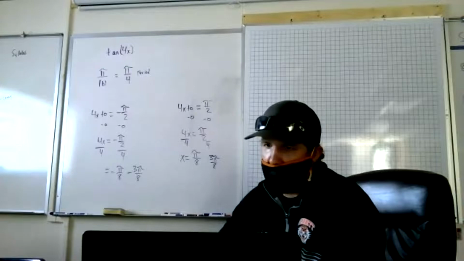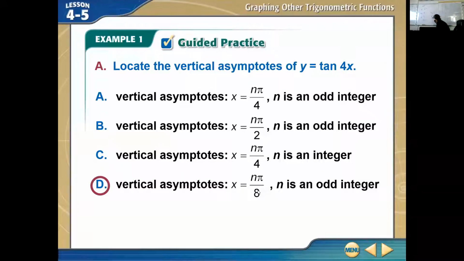Okay, a simple algebraic way to say that is right there. The vertical asymptotes occur at n pi eighths, where n is an odd integer. Okay, so what that means is that it went from 1, so pi over 8, then it went to 3 pi over 8, then it's going to go to 5 pi over 8, then 7 pi over 8 and 9 pi over 8, in both the negative and positive directions along the x-axis.